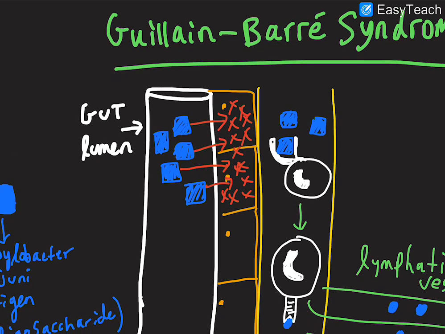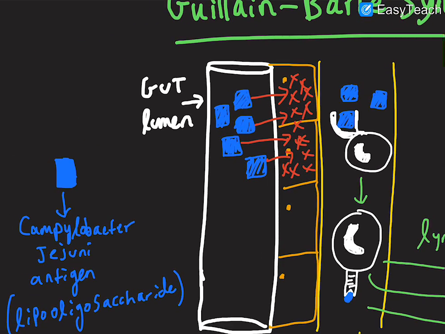So let's say you eat some undercooked poultry, some contaminated food with a certain bacteria called Campylobacter jejuni. You ingest this Campylobacter jejuni, and it goes into your stomach, then into your intestines, and makes its way down to the ileum of the small intestine.